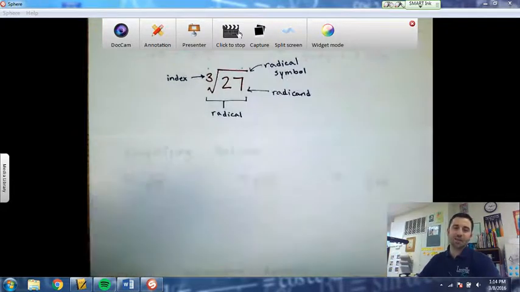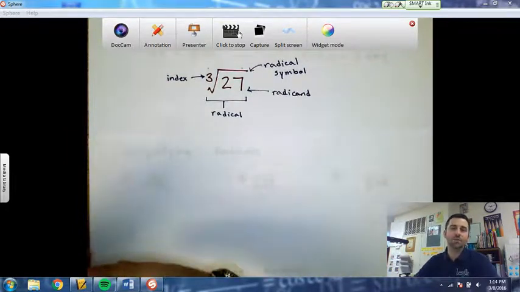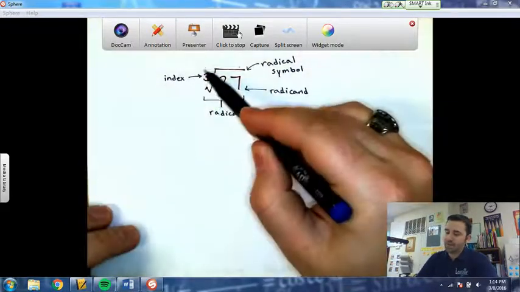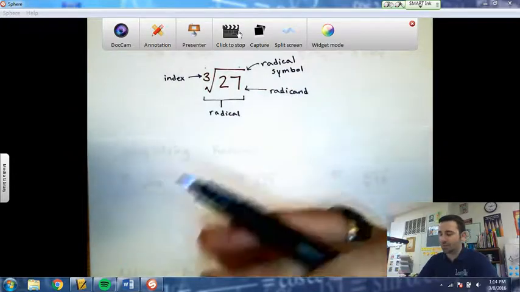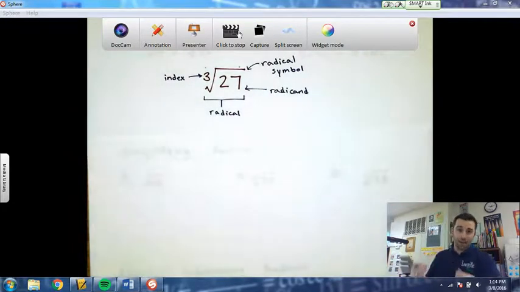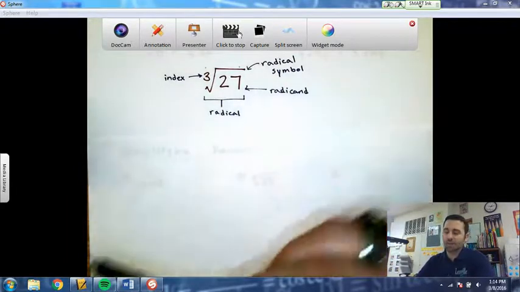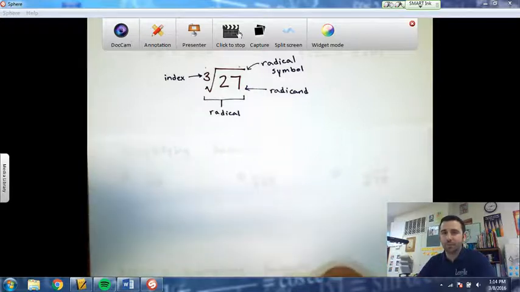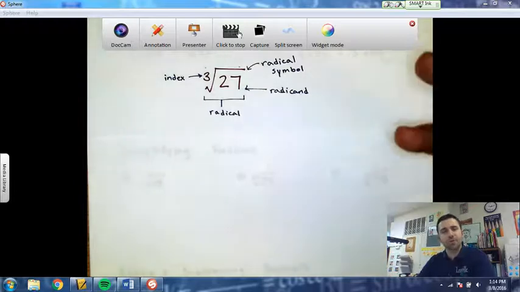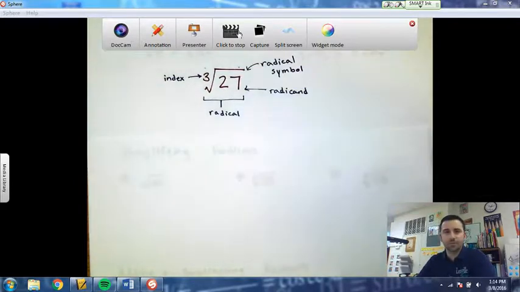A radical, first off, is an expression, and it has different parts to it. You have the radical symbol, the index, which we'll talk more about in a minute, and the radicand, which is what is inside the radical. The index essentially tells us the groups of the products of a number, the number of terms I need from a value to simplify.